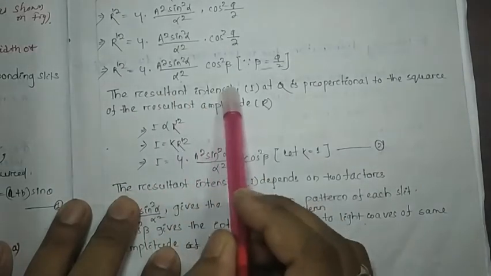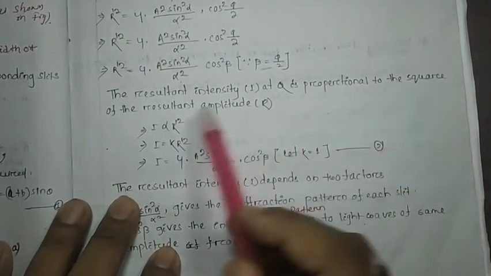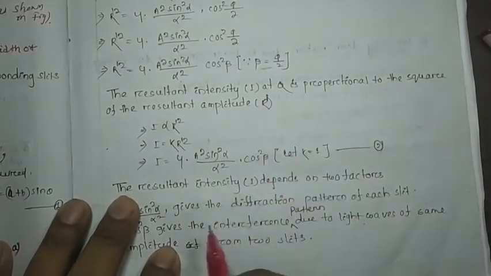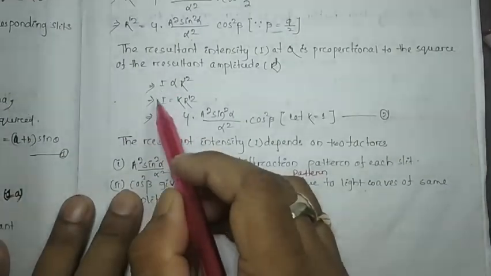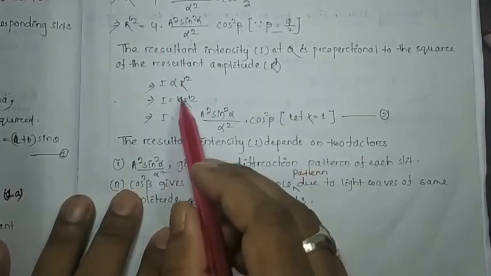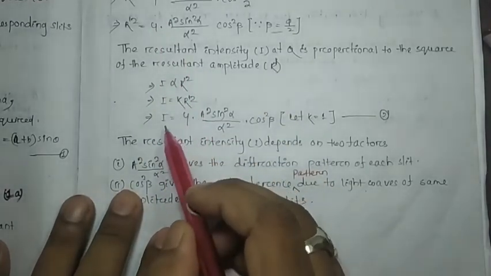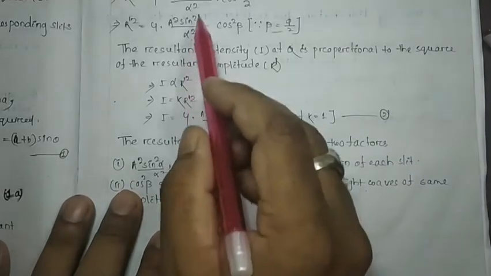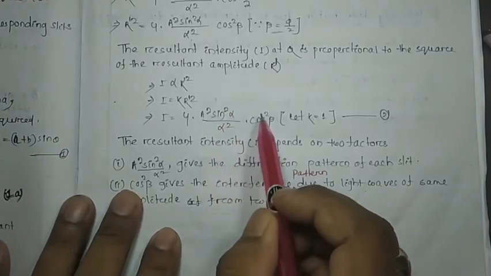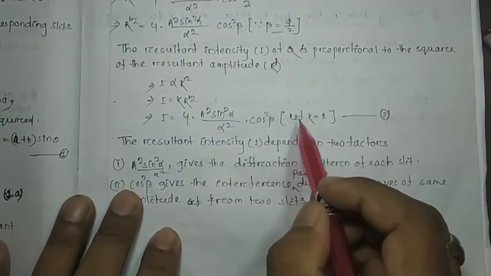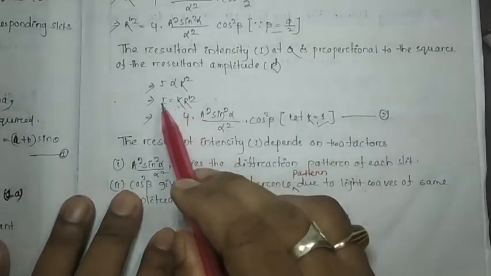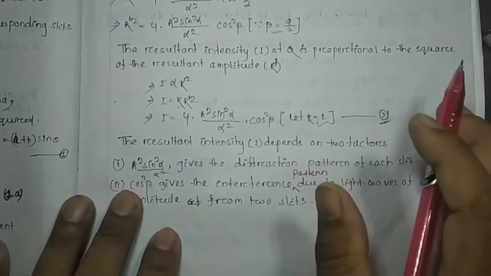But we know that the resultant intensity at Q is proportional to the square of the resultant amplitude, that is also R dash. So that implies I is proportional to R dash square, so I equals K, some constant, times R dash square. So I equals 4A square sin square alpha by alpha square into cos square beta. Let us consider K equal to 1 here. Then I equals this one. Let this be equation number 2.